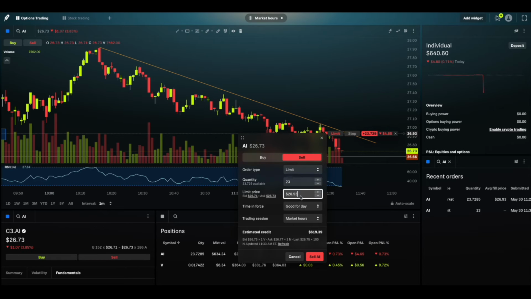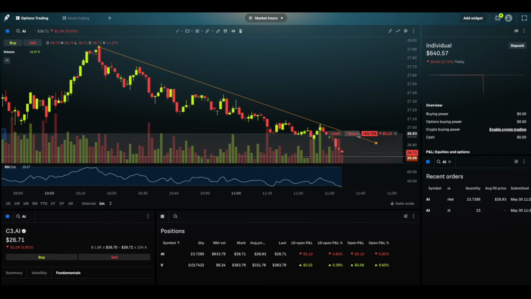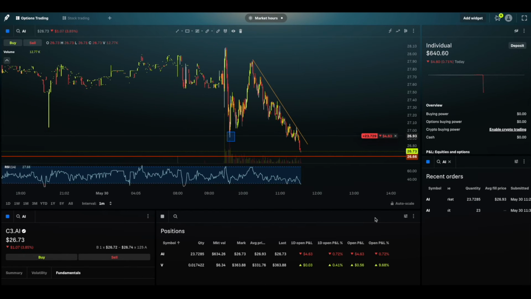And then what you would do is, it's got to be a way that you can sell the entire position, not just because you have fractional shares in here. You can see I have 23.72. So let's see here. Here we go. So you hit set stop.